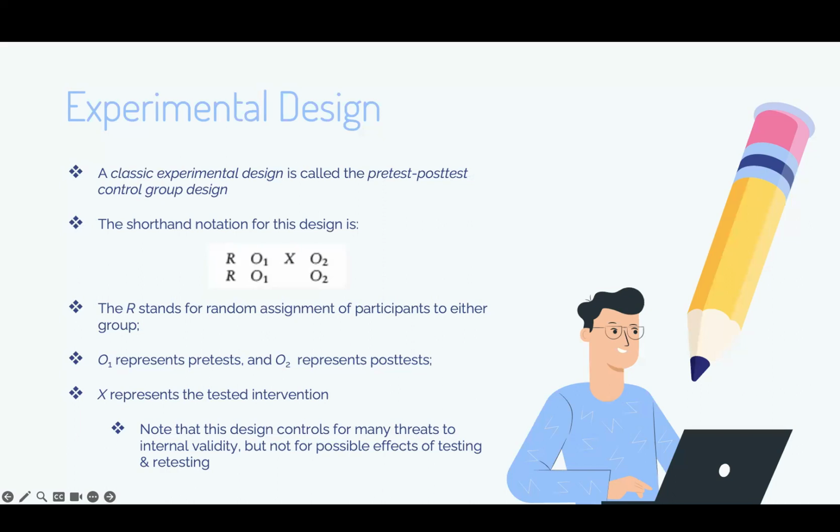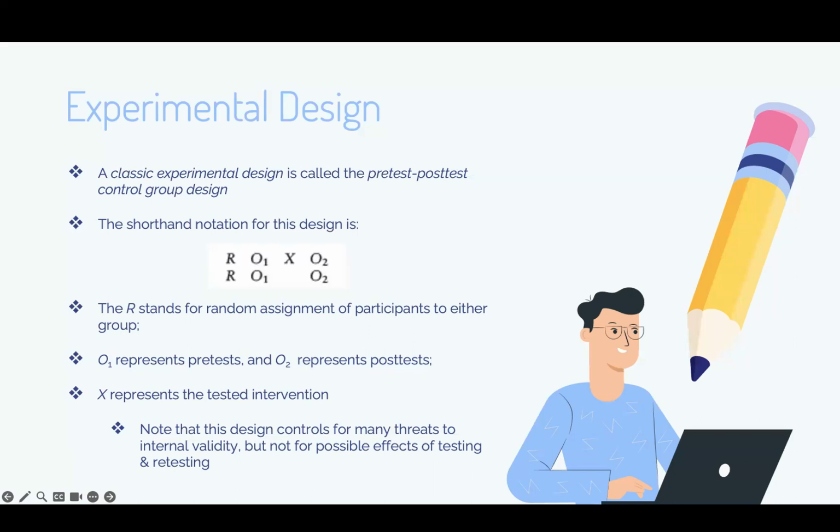The R indicates random assignment of participants to the groups, ensuring that each participant has an equal chance of being placed in either the control or the experimental group, and thereby mitigating selection bias. O1 represents the pretest, which is administered to both groups before the intervention begins. These pretests provide baseline data against which the effect of the intervention can be measured.